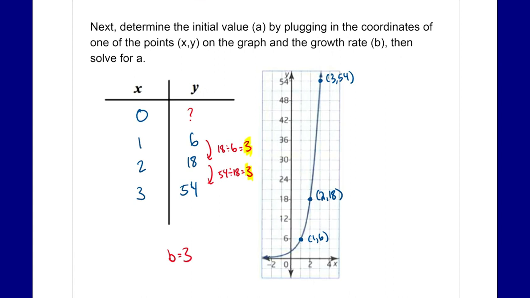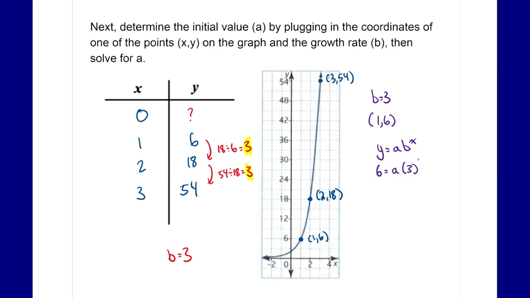Now, we'll look at our steps. The next step is after we have our b value, we're going to take our b value. Let me use a different color. We're going to take our b value of 3. We're going to take a random point, let's say (1, 6), and we're going to plug that into our equation, y equals ab to the power of x. So we have 6 is equal to a times 3 to the power of 1.